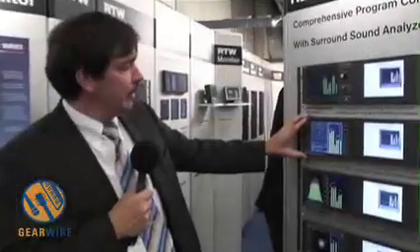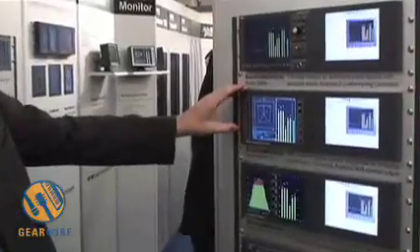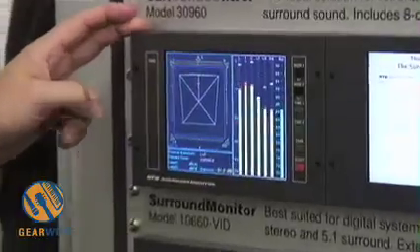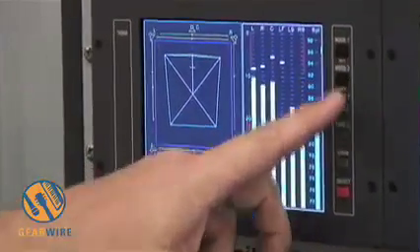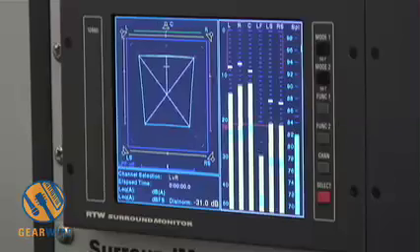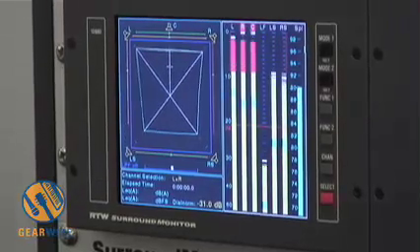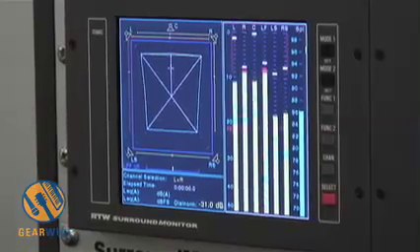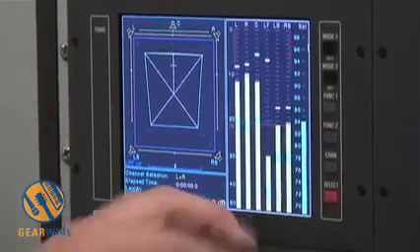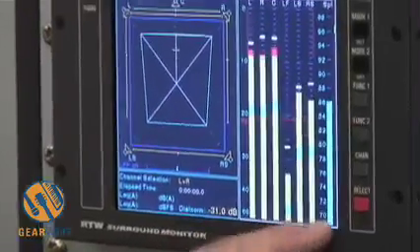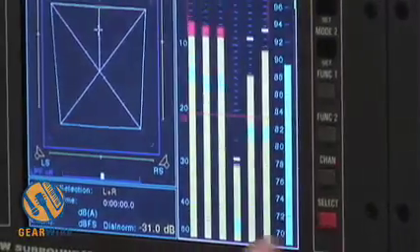This unit here is a pretty easy to handle surround monitor. It's basically got two modes you can toggle around, and it's built for digital systems only. It's got 3 AES inputs to display 5.1 surround sound. You can have different displays depending on the setup, like the surround sound display we have right now here, the level here, sound pressure level over here.